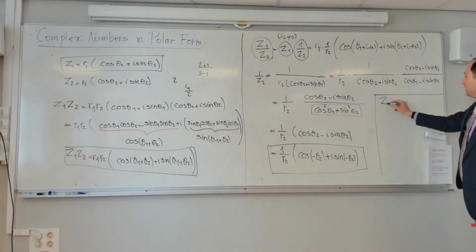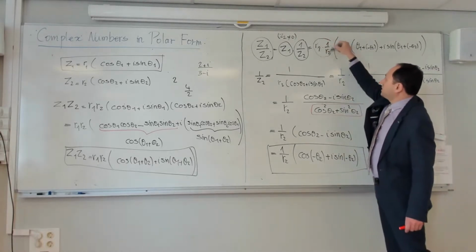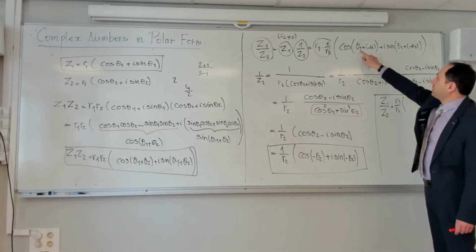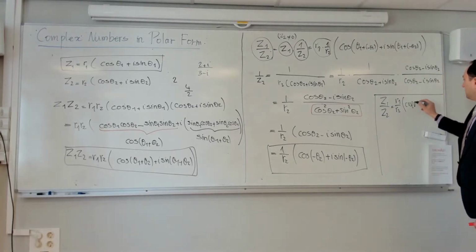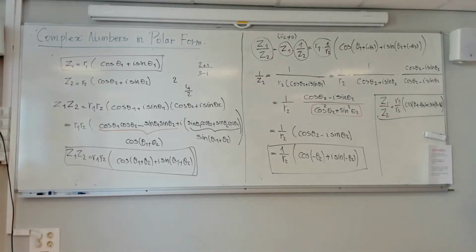Now, I can write it more compactly here for you. Okay, so Z1 divided by Z2. Instead of writing it so strangely, I can write it as R1 divided by R2. And instead of writing theta 1 plus negative theta 2, I can simply write cosine of theta 1 minus theta 2 plus i sine of theta 1 minus theta 2. Yes? Is that understandable?